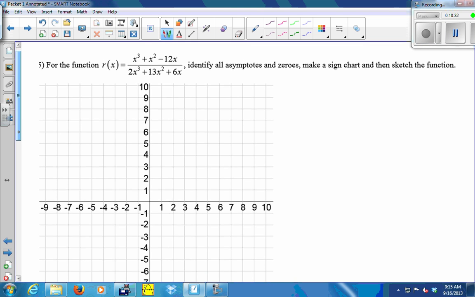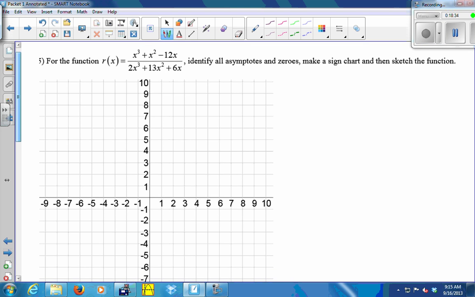All right, so here's an example. We have a rational function. We want to find all its asymptotes and its zeros, and we're going to make a sign chart of when it's positive and when it's negative, and try to sketch the graph. So first thing I'm going to do is just factor everything.